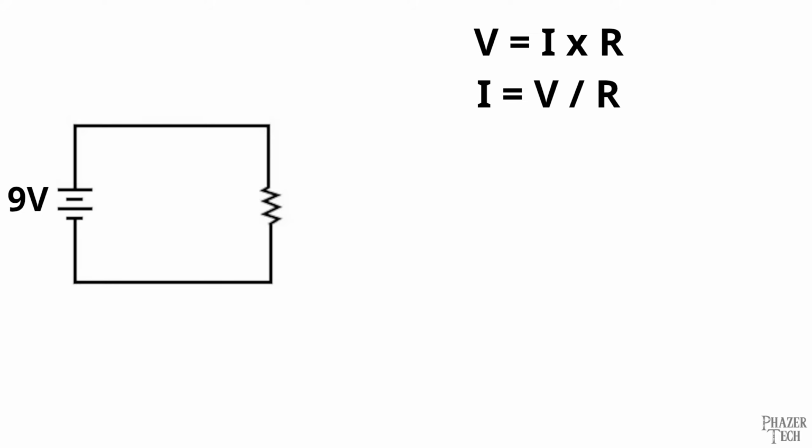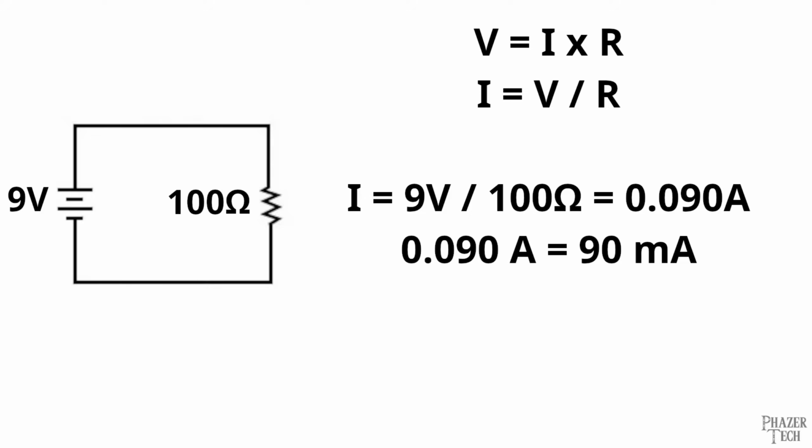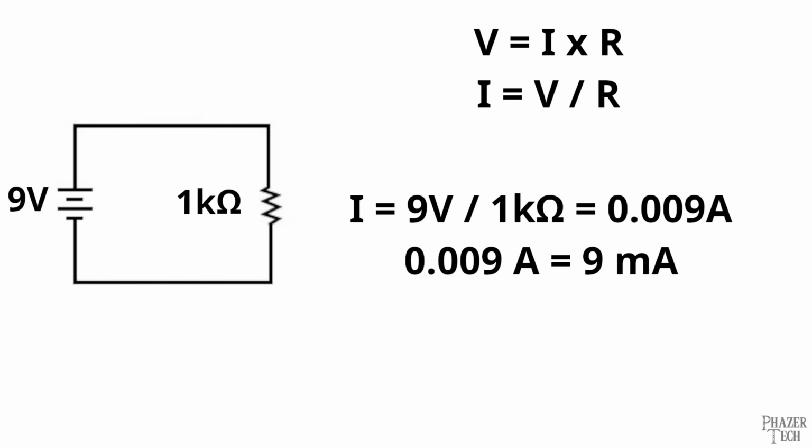So let's look at a simple circuit with a resistor as the load. Let's say the voltage is set to 9 volts and we're asked to find the current based on various resistance values. Let's first try a 100 ohm resistor. Well, in that case, the current would be 90 milliamps. Now, if we swapped out the 100 ohm resistor for a 1 kilo ohm resistor, now the current would only be 9 milliamps.